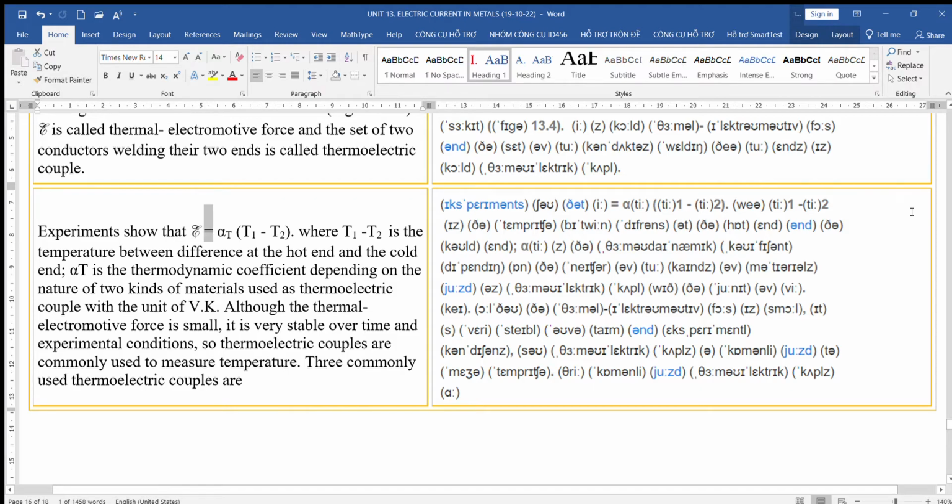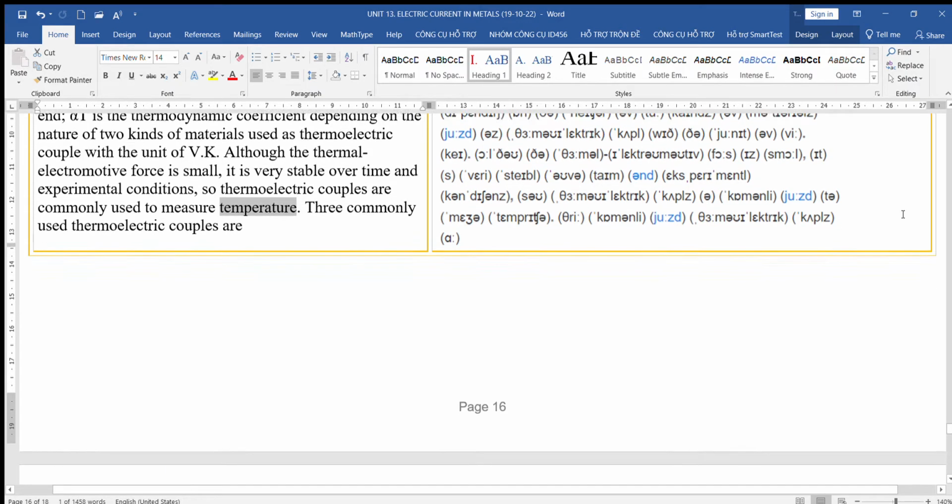Experiments show that E equals alpha T times (T1 minus T2), where T1 minus T2 is the temperature difference between the hot end and the cold end, and alpha T is the thermoelectric coefficient depending on the nature of the two kinds of materials used as the thermoelectric couple, with the unit of V/K. Although the thermal electromotive force is small, it is very stable over time and experimental conditions, so thermoelectric couples are commonly used to measure temperature.